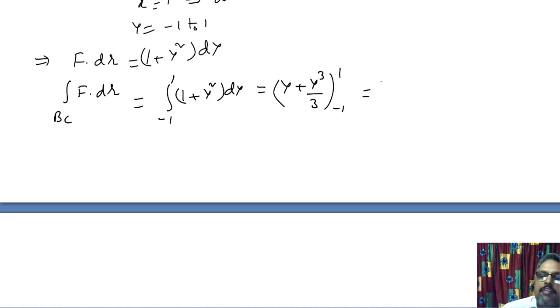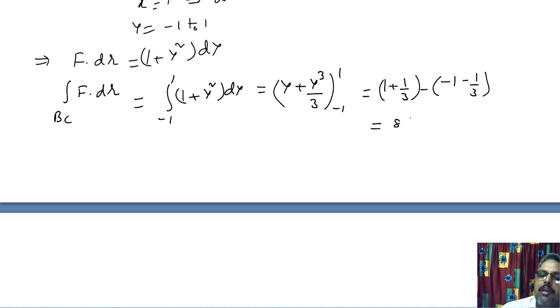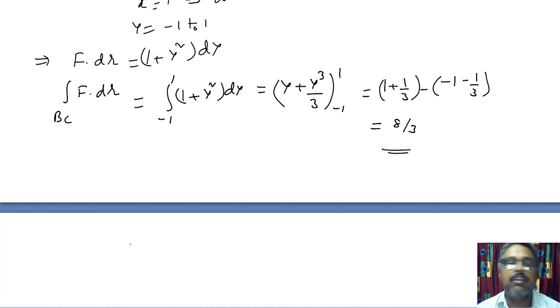If you put the upper limit 1, we get 1 plus 1 by 3. If you put the lower limit minus 1, we get minus 1 minus 1 by 3. So this is 4 by 3, and here also 4 by 3, minus and minus gives plus, so 8 by 3. So the integral along BC equals 8 by 3.